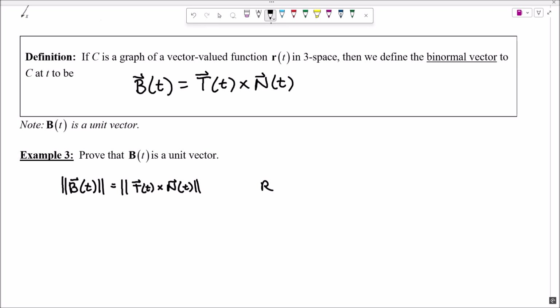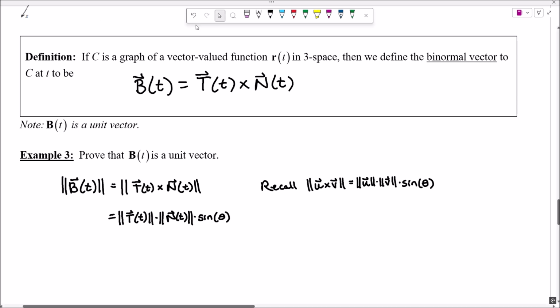So I'm going to go over here to the side and quickly say, recall that the norm of u cross v is equal to the norm of my first vector times the norm of my second vector times the sine of theta, where theta is the angle between the 2 vectors. Since I have the norm of a cross product right here, I'm going to use that. So this would be equal to the norm of T times the norm of N times, not the cosine, but the sine of the angle theta that exists between the 2 vectors.